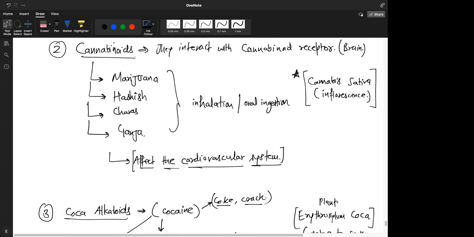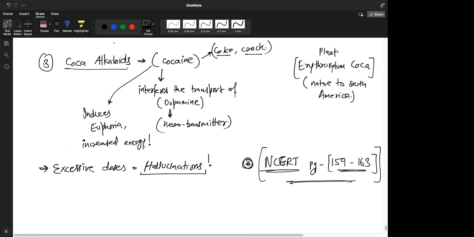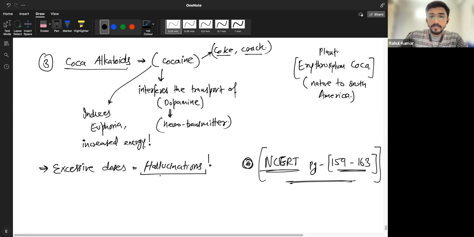Then we did coca alkaloids. It comes from Erythroxylum coca, which is native to South America, and it is known as cocaine. It interferes with the transport of dopamine, a neurotransmitter. It induces euphoria and increases energy. An excessive dosage of this can cause hallucinations.